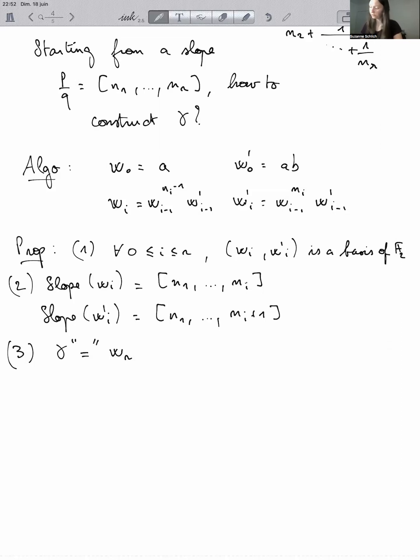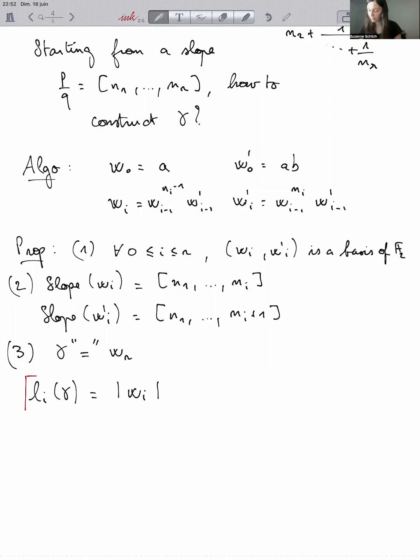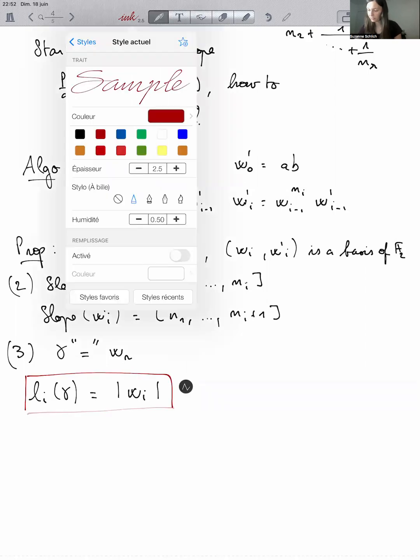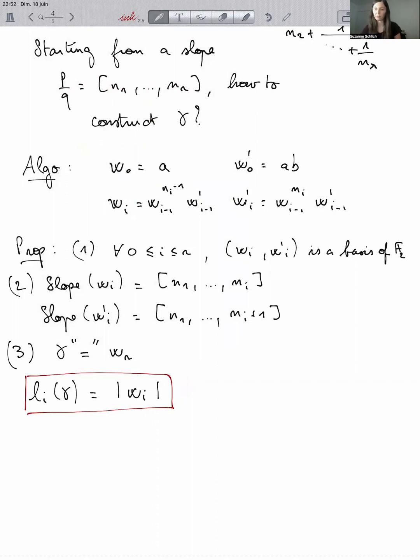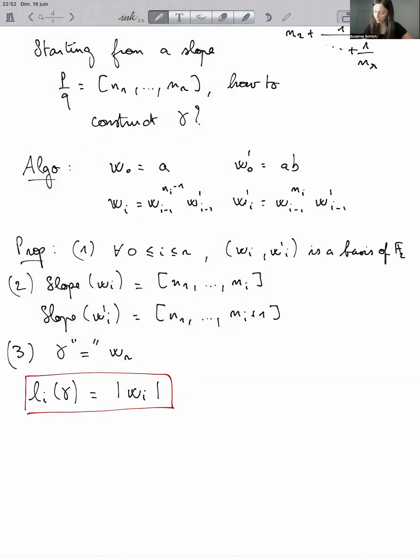Now I want to define L_i of gamma to be the word length of W_i. Recall that W_i depends on the integers n1, etc., so it depends on gamma. So this is a number that depends on gamma, and we have as many numbers as we have integers in the continued fraction expansion of gamma. And this length will be particularly important, as we will see in the following lemma.